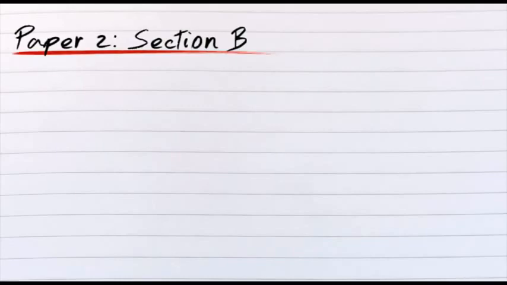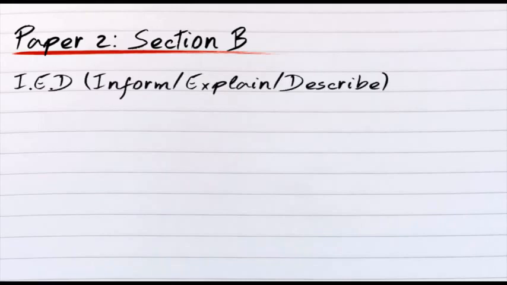Okay, in paper 2 section B, you're answering or attempting to answer what's known as the inform, explain, describe triplet. Now, this is one of the areas where students do quite well because it's one of the easier ones to relate to. You're normally just asked to explain a process, to inform someone of something, or describe a scene or a scenario. I heavily recommend going for describe, and that's why I'm going to talk about that area.